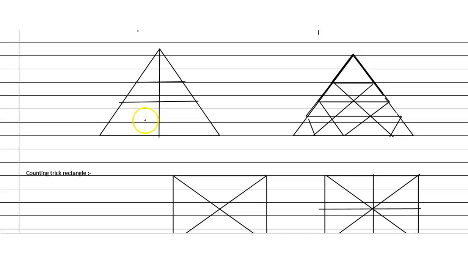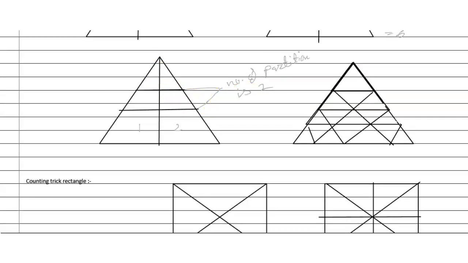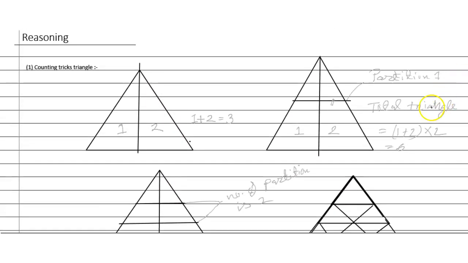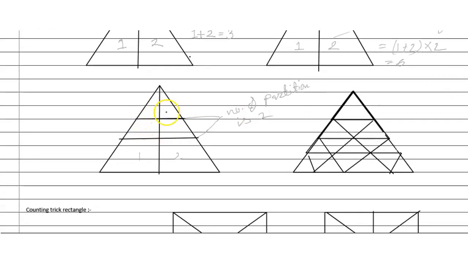And again you will see, you will number in here 1 plus 2, but in here number of partition is 2. Sorry friends, in here number of partition is 2, 1 and 2. In here number of partition is 1, 2 and 3. So number of partition is 3. So total triangles 1 plus 2 into 3, that is 9.